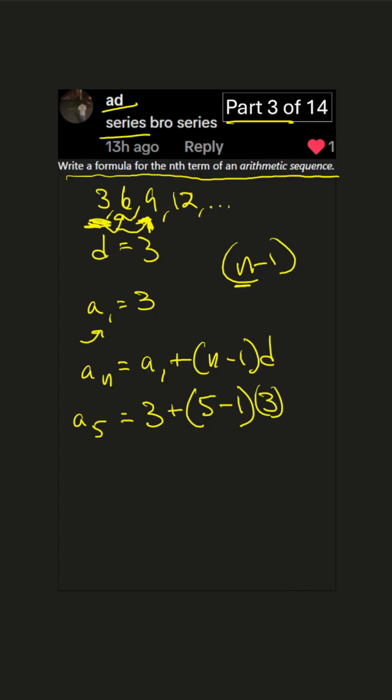Well, we just do some quick math here. 5 minus 1 is 4, times 3 is 12, plus 3 is 15. So the fifth term is 15. And that's how we can find any term without listing them all.